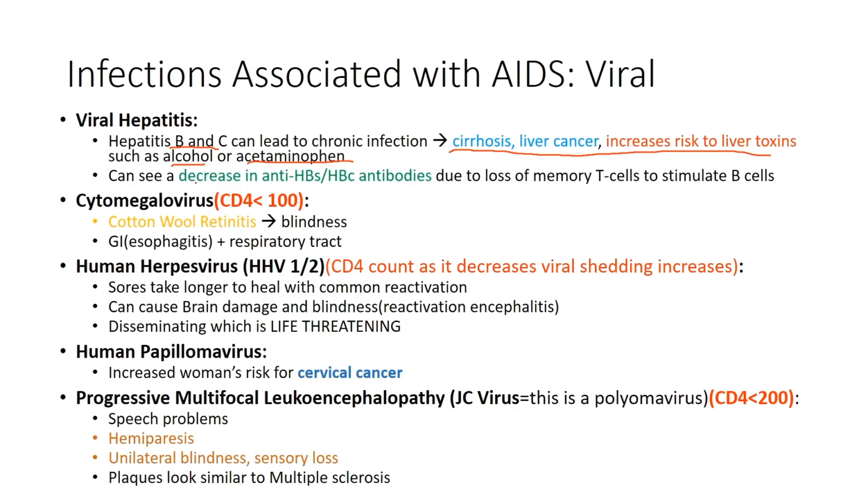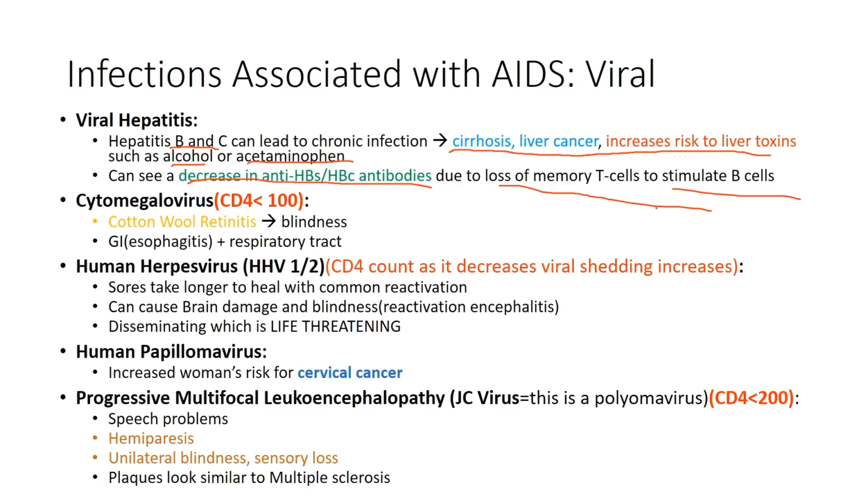You can also see a decrease in HBs and HBc antibodies because now our immune system is not responding. You lose your memory T cells. If you lose your memory T cells, you lose that stimulation of your B cells that were producing the antibodies, and so you're no longer producing those HBs and HBc antibodies.